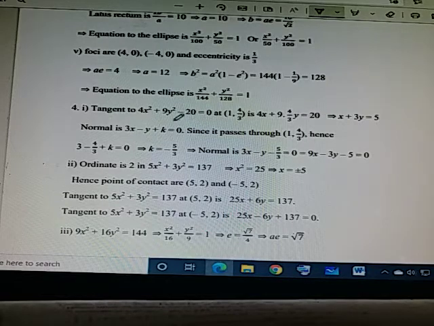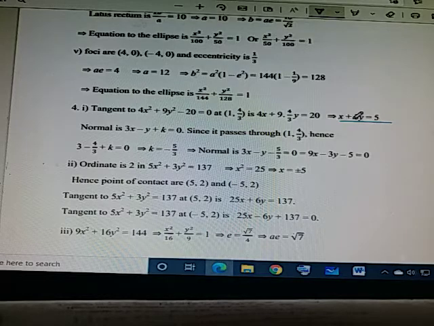Tangents, you find that formula: x1 x by a square plus y1 y by b square is equal to 1, etc. So these are tangent formulas. After getting the tangent, this is the tangent, and x plus 3y equal to 5 is the tangent.